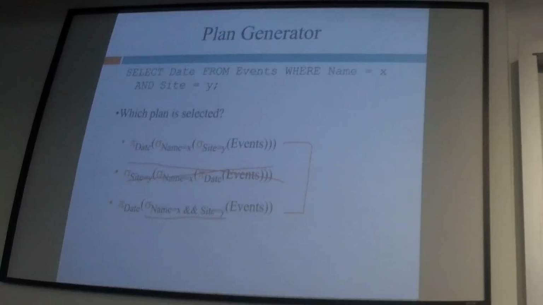I would say the third one, because for the first one, we'll have to go through the whole list and find where all the sites equal Y, and then from that list, we'll have to iterate through again and find where all the names match. Yep, so the first one, you'd have to go through every event, and then you'd have to go through every filtered event. The second one, you're going through every event anyway, you might as well look at both columns at the same time to do the AND. Yeah, so it would pick this one.